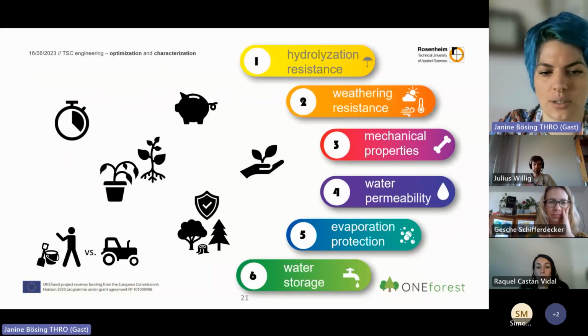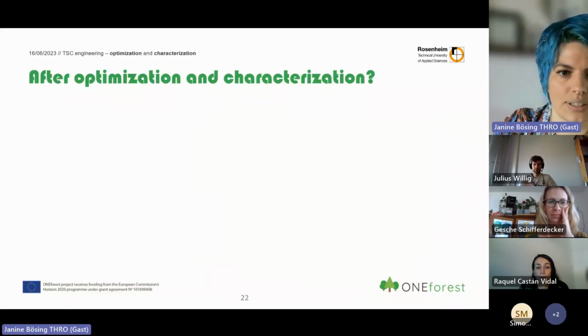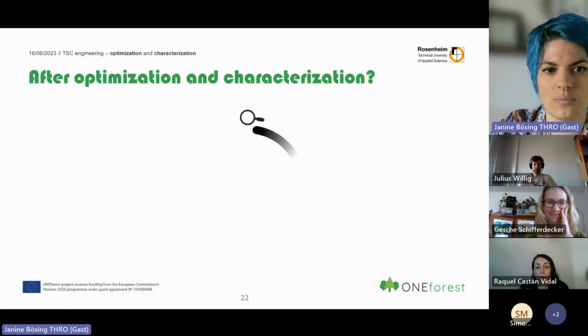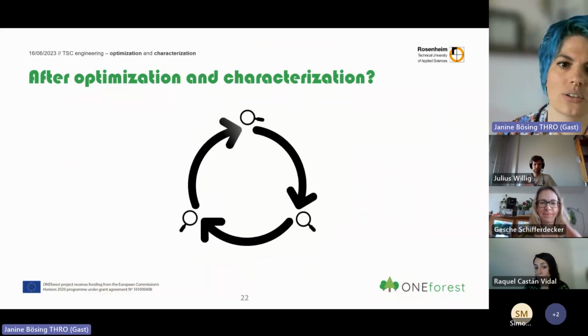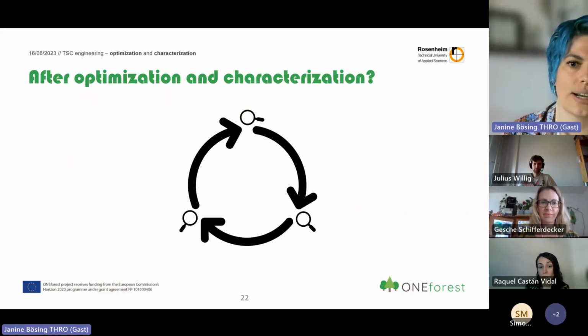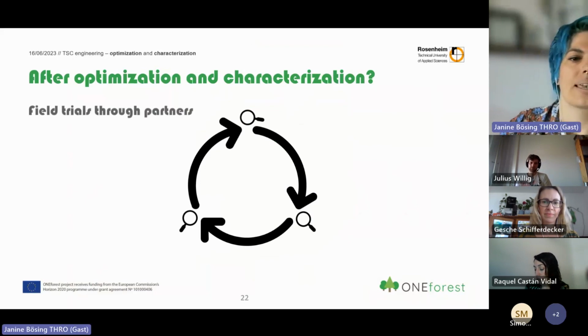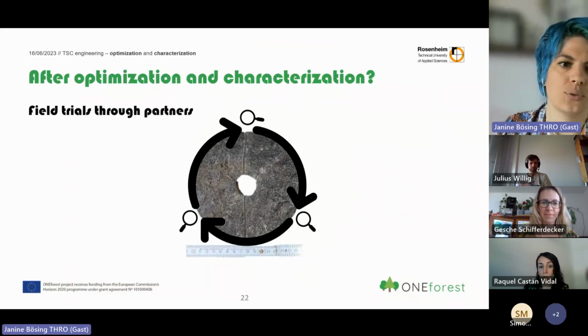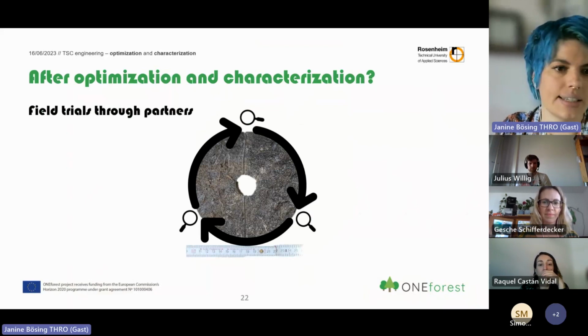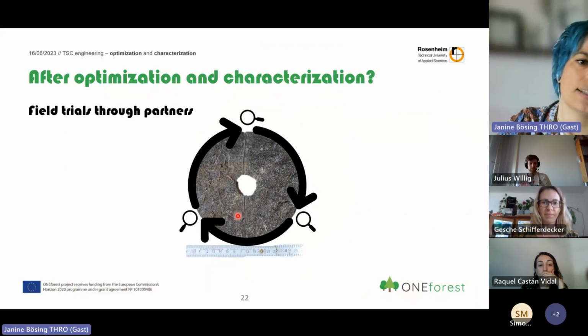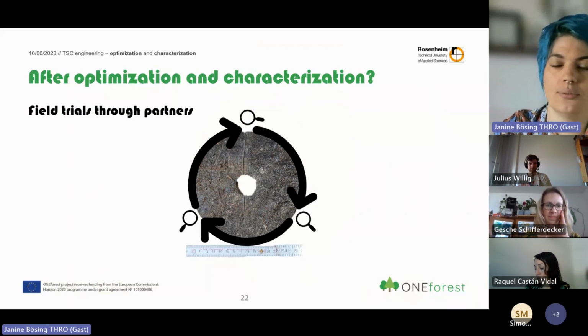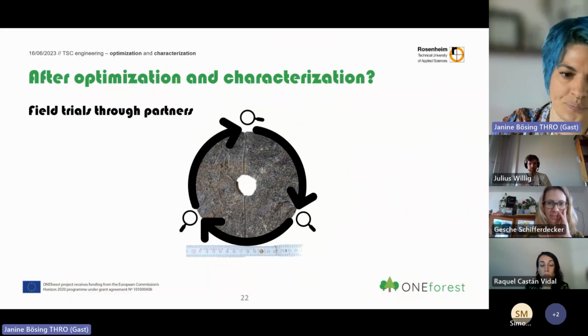And now, of course, that begs the question, what happens after the optimization and characterization? Well, that's a bit of a trick question, because there's no real after optimization and characterization, because it's a cyclical process. We optimize and then we characterize, and then we've learned more, so we can keep on optimizing. And these optimized products then we give to our partners, and then they test them in field trials. And here you can see a sample that we've sent to our partners, and that's being used in field trials at the moment in Spain.